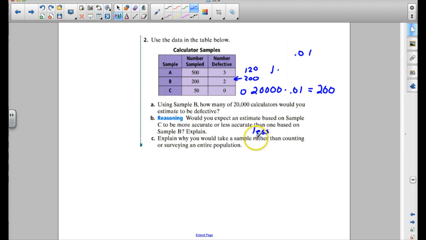Explain why you would take a sample rather than counting or surveying an entire population. Taking a sample is a lot easier to do. If you're trying to do the whole population, 20,000 calculators is a lot to do. If you had to interview 20,000 people, that would be a lot of people to do. So you want to take a smaller sample as you go through.